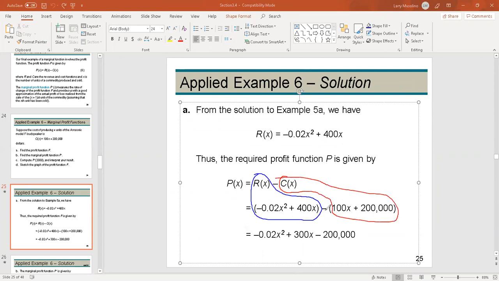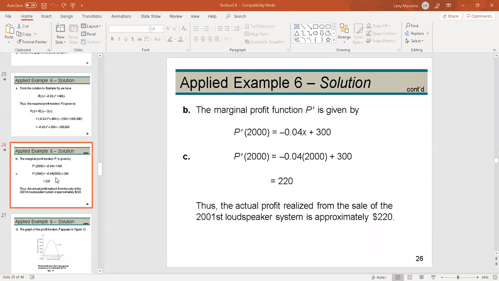The only thing you have to be careful about is this subtraction is going to apply inside the parenthesis and change the sign of every quantity in that second parenthesis. So when you do that algebra and combine like terms, you get this profit function shown here at the very bottom of the slide. So that's the profit function, but then they wanted also the marginal profit function.